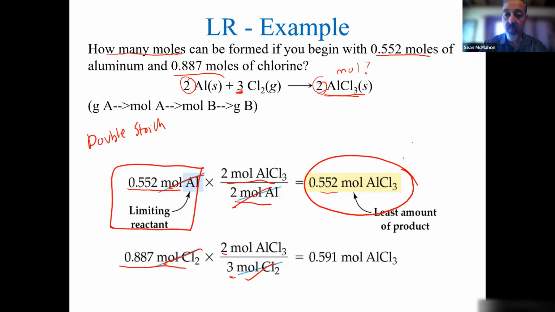This is called your theoretical yield. This is in theory, on paper. If everything occurs perfectly, this is how much I'm going to produce. This is my yield. And this would be the limiting reactant, aluminum, which gets used first.